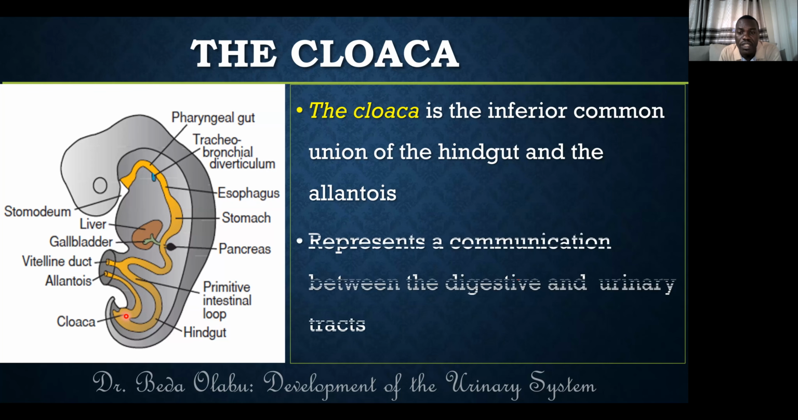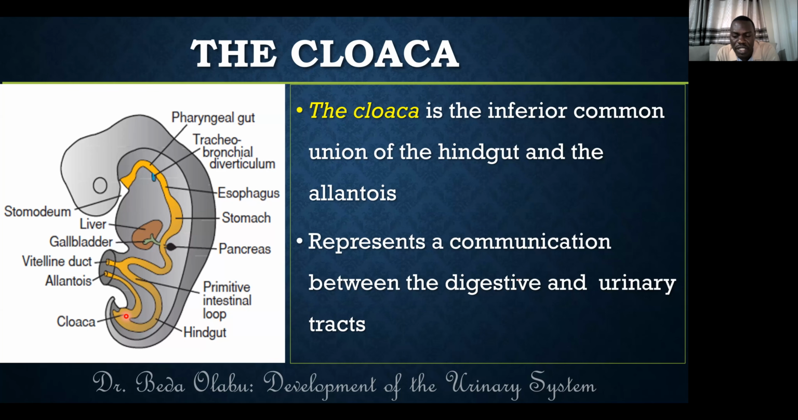So at some point, the cloaca is just a common union. That means that it represents communication between urinary system and the digestive system. And indeed, in humans, at some point, the two are communicating. In some animals, like the reptiles and the birds, the story ends there. They actually do have a cloaca. That's why you may not see your chicken at home urinate and then pass stool separately like humans. It's just one chamber. But in mammals, this is different.